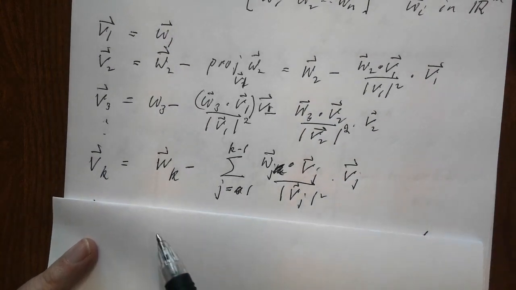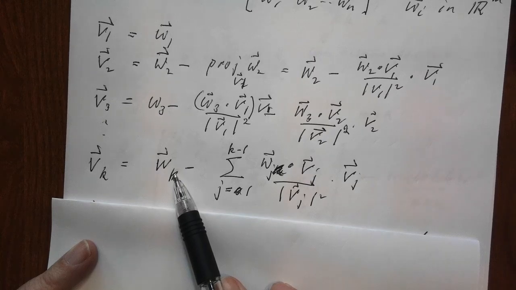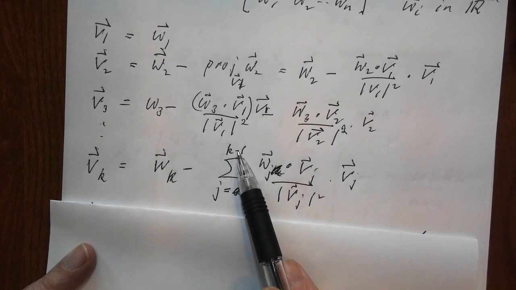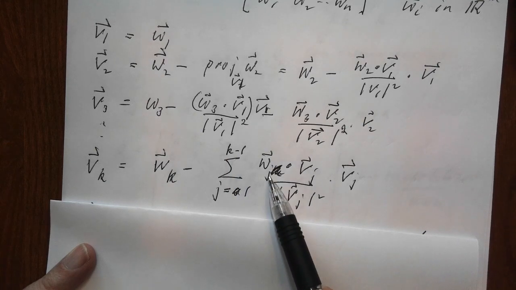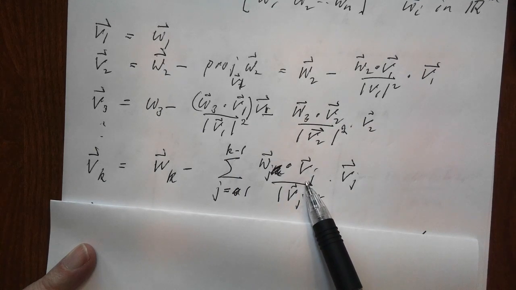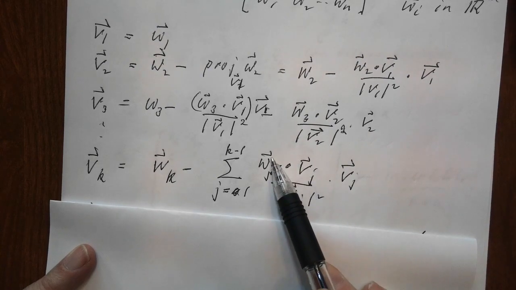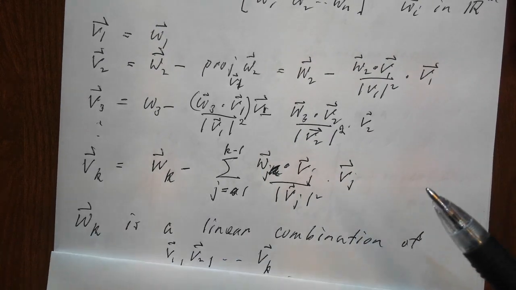So in general, V sub k will be W sub k minus a sum starting at 1 and going up through k minus 1, where we take W sub k, dot it with V sub j, divide by the length of V sub j squared, and multiply this scalar times the vector V sub j.